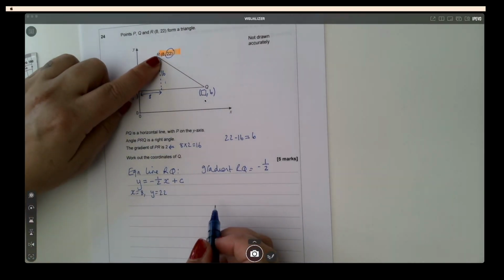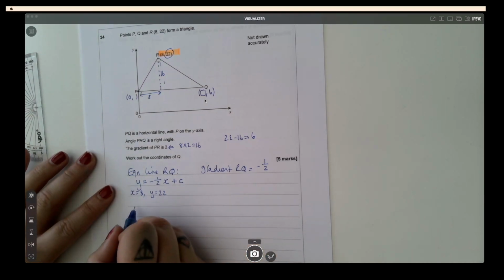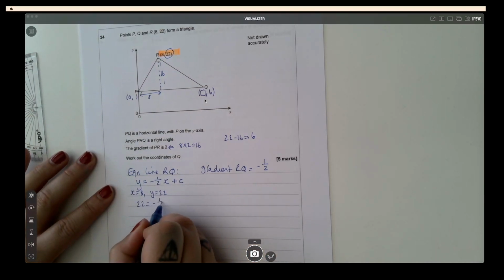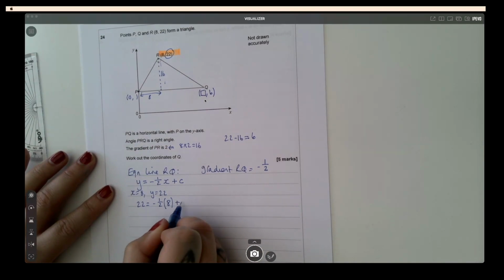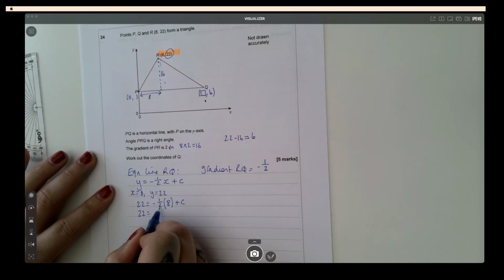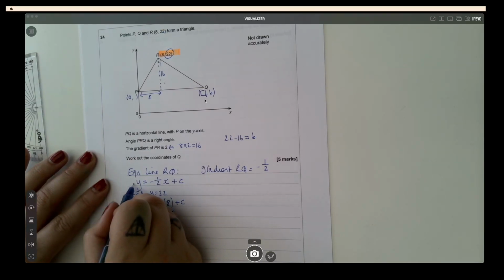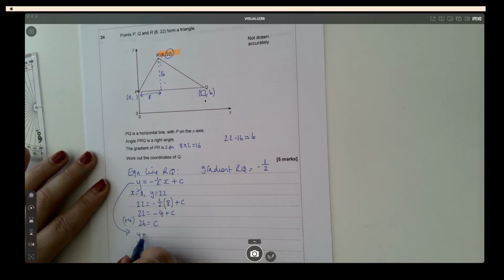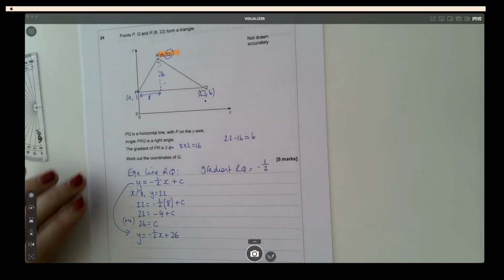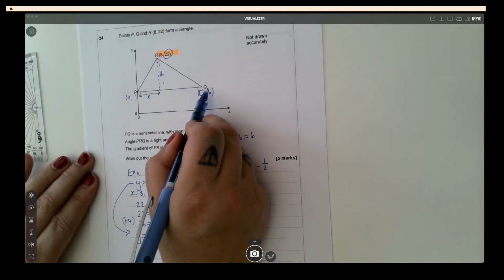That's from that R coordinate there. So y equals 22, x equals 8. So negative a half times 8 is negative 4. If we add that 4, c must be 26. So if we rewrite this equation, y equals negative a half x plus 26. So this is the equation of the line RQ.